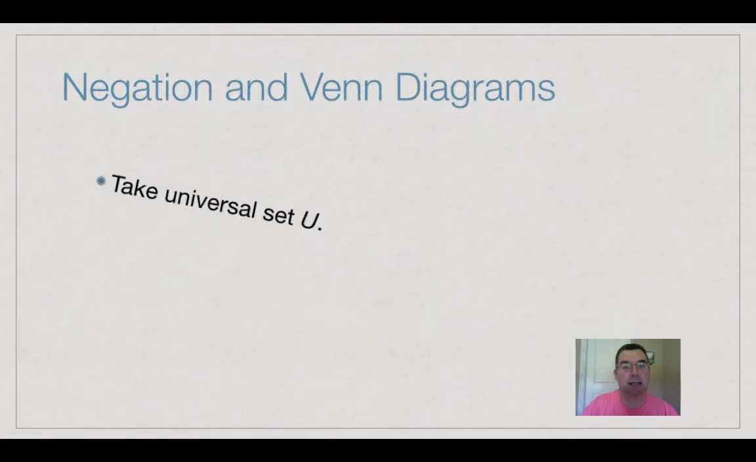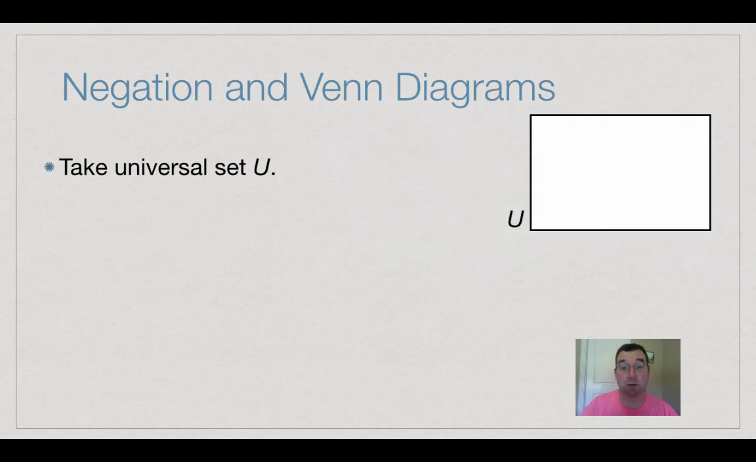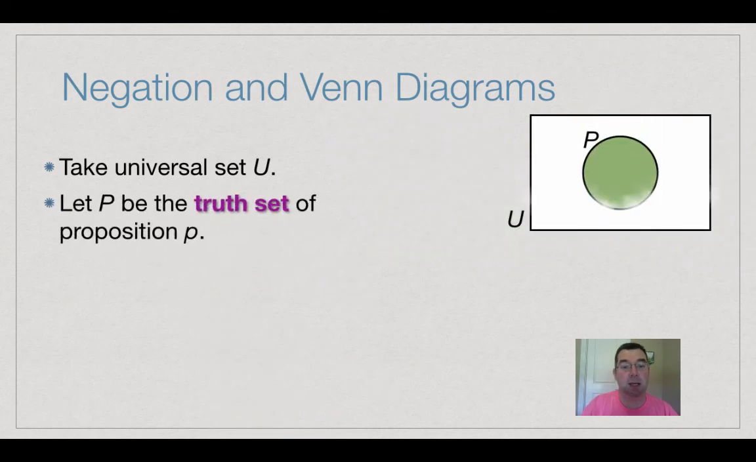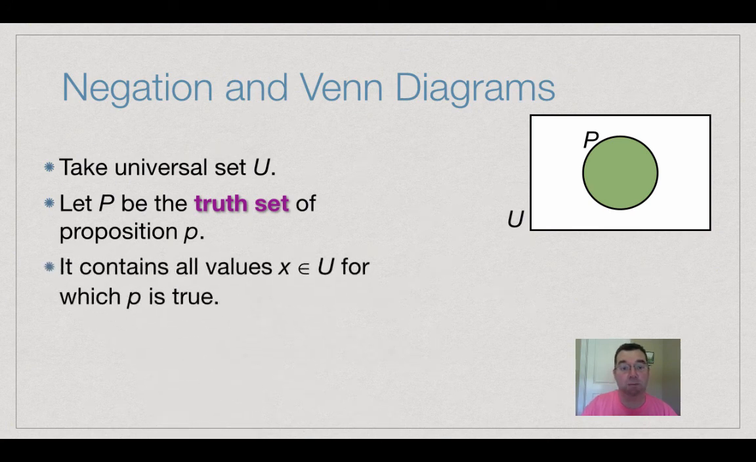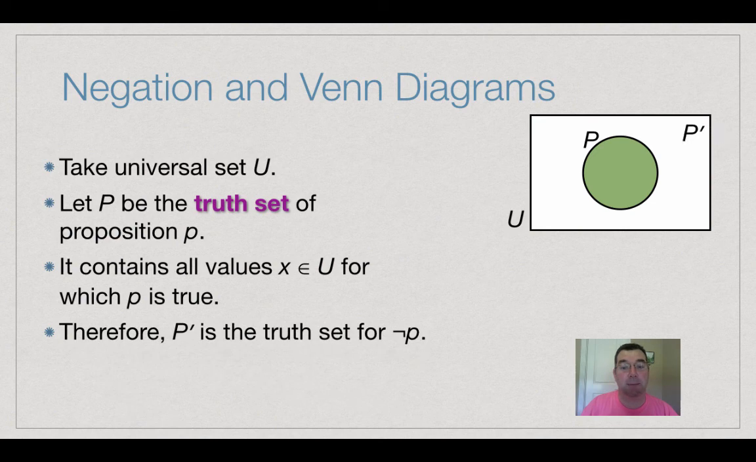So let's talk about negation and Venn diagrams. I have a universal set U, just like always. P would be the truth set of proposition P. So that would be all of the elements in U that would make proposition P true. Okay, so it contains all those X's that make statement P true. And that means P prime, everything outside of that circle but still in the universal set, would be the truth set for not P. So that's how those two things link together.